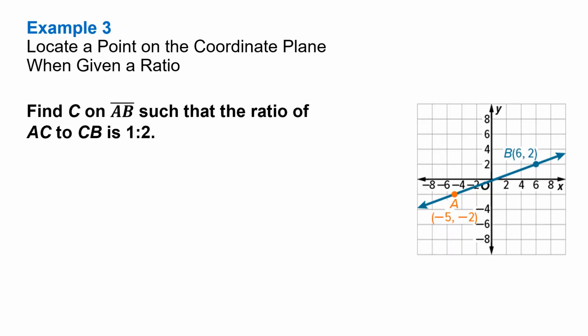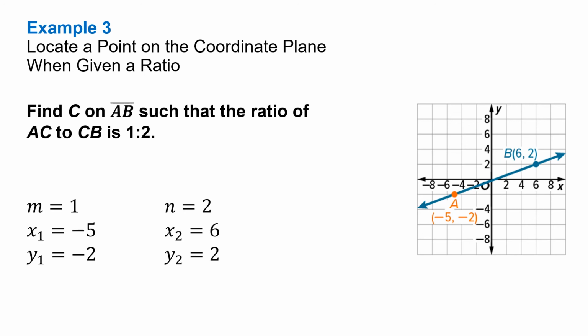Find C on line segment AB such that the ratio of AC to CB is 1 to 2. So again, this is a part-to-part relationship, and M is 1 and N is 2. X1 comes from the point A, so it's the x coordinate of point A, which is negative 5. Y1 comes from the y coordinate of point A, which is negative 2. 6 is the x coordinate of point B, so that represents x2. 2 is the y coordinate of point B, so that represents y2.